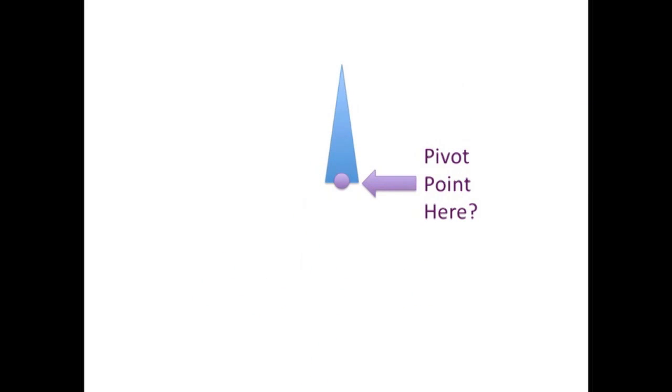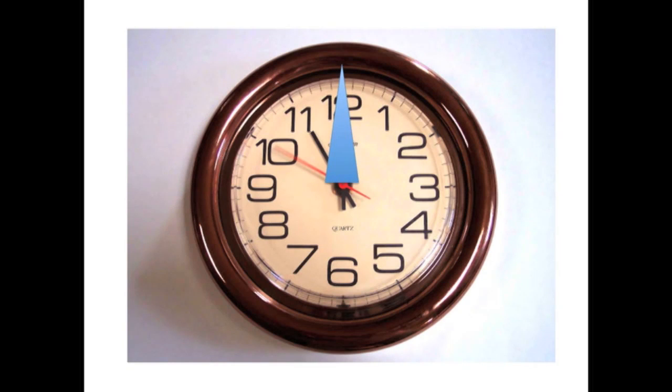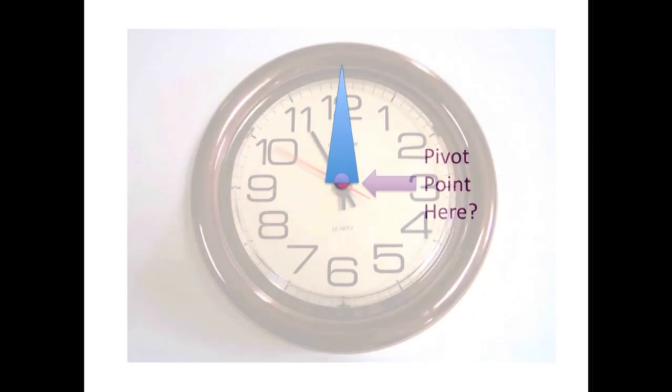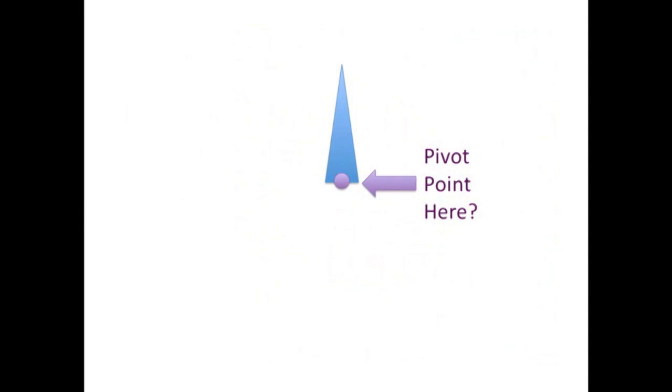So if I have the pivot point right here, that'd be useful for spinning it around in a particular way. One example might be if I want this thing to be on a clock face and I want to show it moving around the clock. I want the pivot point right there. So can I do that?